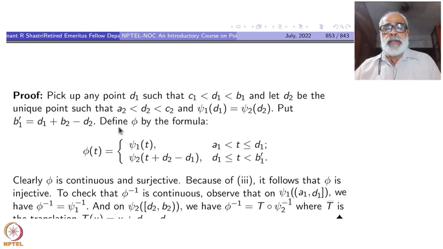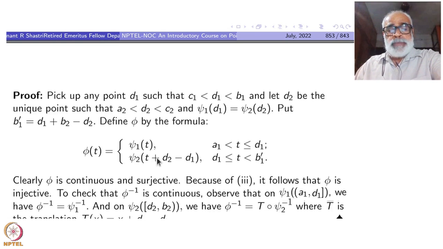Now I am going to define a map phi on the interval A1 to B1 prime. From A1 to D1, I have psi 1, but I don't want to take the whole of psi 1. I will take psi 1 of t up to D1. After that, I use psi 2 of t plus D2 minus D1. I can use psi 2, but I have to shift the origin because at D1, this is the common thing, they should agree, right? Psi 1 of D1 corresponds to D2, so it should become D2.